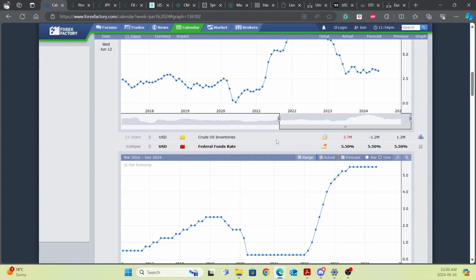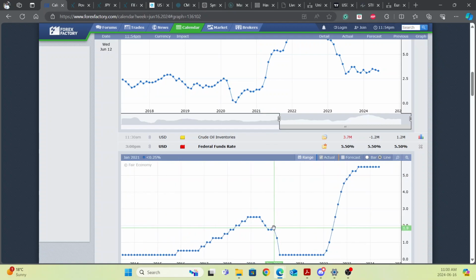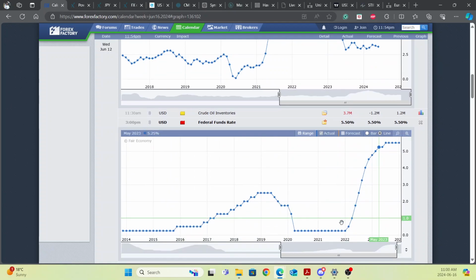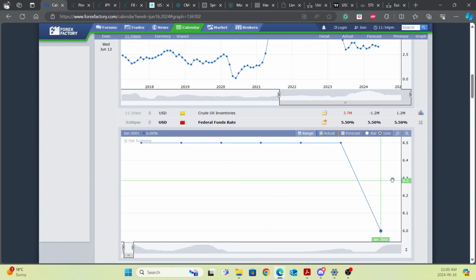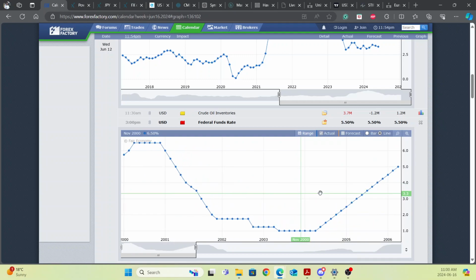So in 2021, we had a 1.1% inflation rate. Okay, what is going on here?